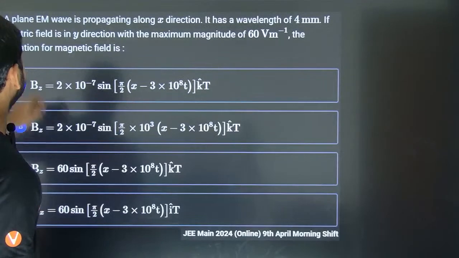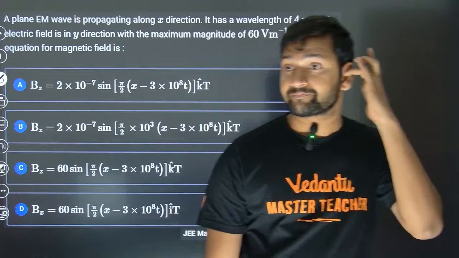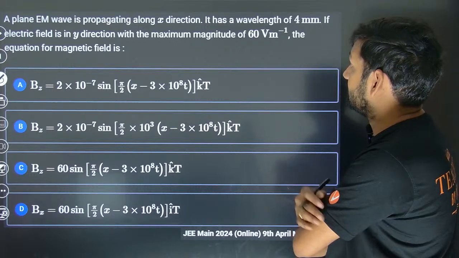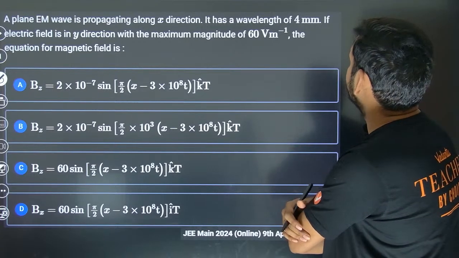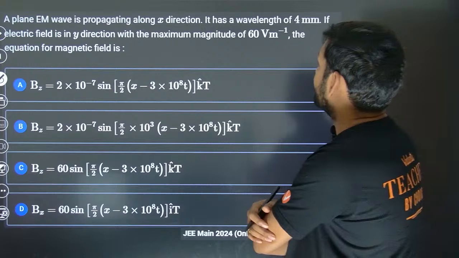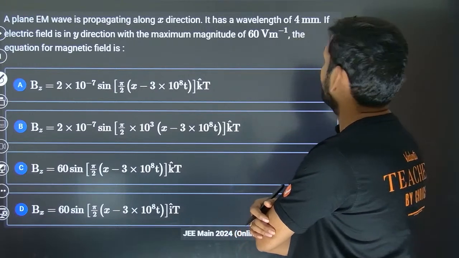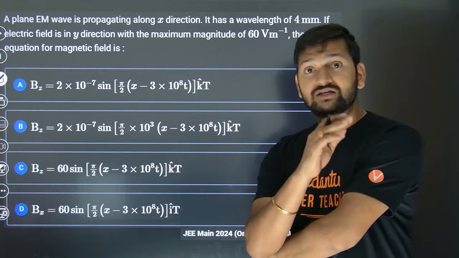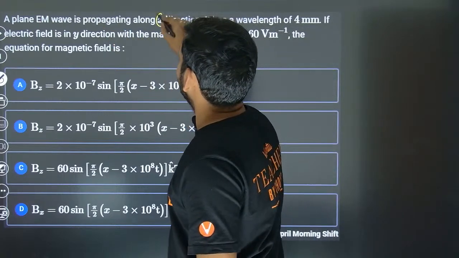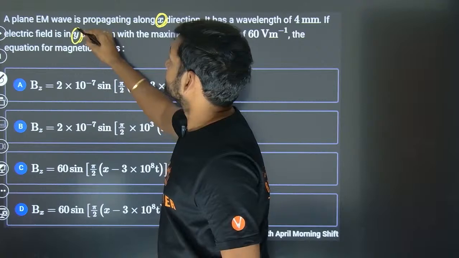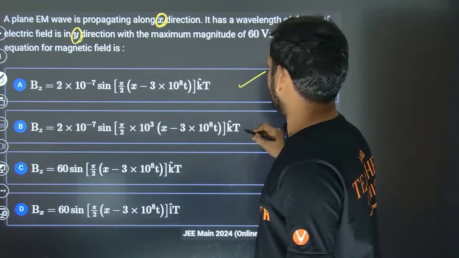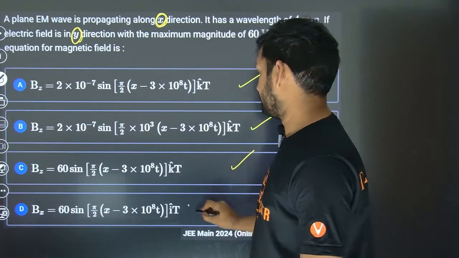Okay. Next, this one. A plane EM wave is propagating along x direction. It has a wavelength of 4 millimeter. If the electric field is in y direction with a maximum amplitude of 60, find the equation of the magnetic field. The very first thing you people should look at is that, see, the EM wave is in x direction, the electric field is in y direction, then the magnetic field should be in z direction. How many options have z direction? See, we have A, we have B, we have C also, but this is wrong.